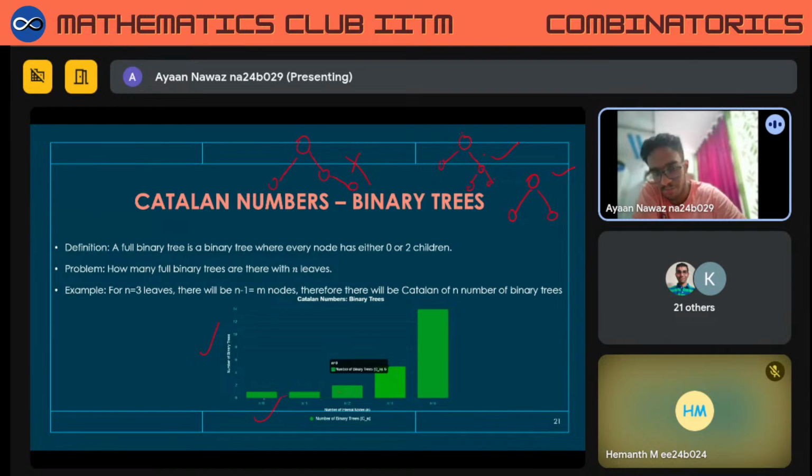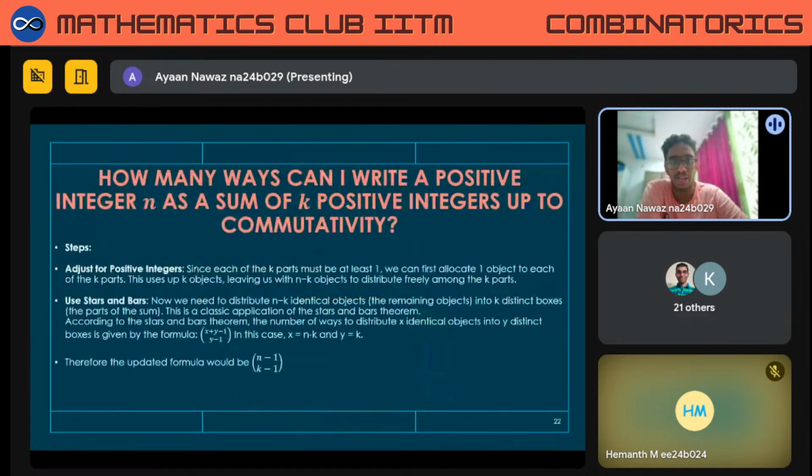So we use stars and bars, a very classic technique. We distribute these n minus k identical objects to k distinct boxes. This part is the sum, and n minus k is the number of objects.